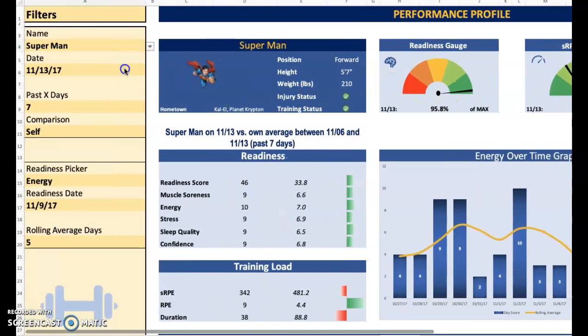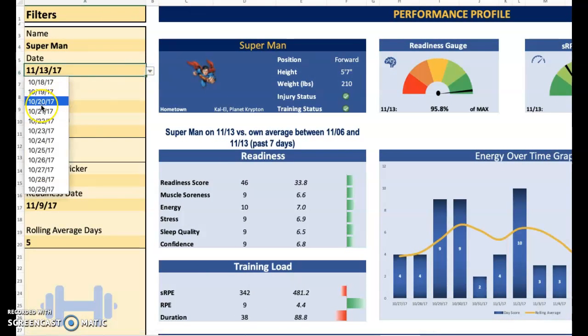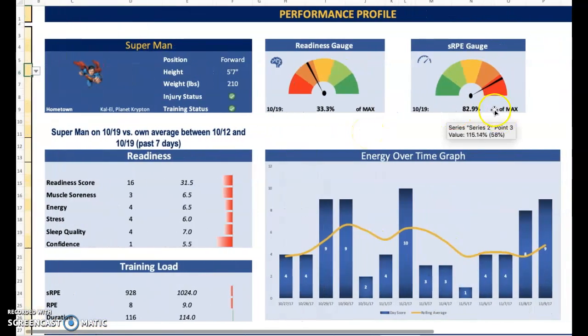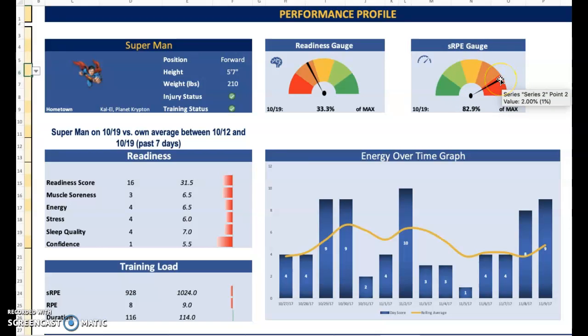So, if we change the date of Superman's performance to 10/19, we see that his SRPE was 82.9% of his maximum. So therefore, as a practitioner, his RPE was very high for this session. So we could suggest that maybe the next session could be a lighter load.